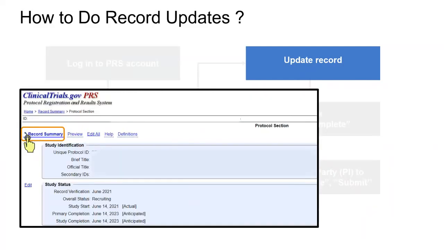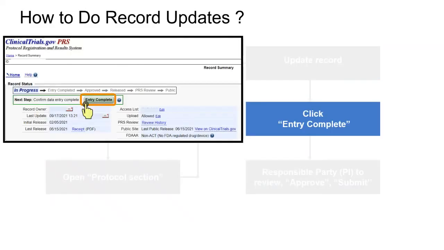Once you save all the changes that need to be made, you can click on the record summary link in the left-hand side corner that takes you to the main record summary page as shown on the next slide. Then you click this Entry Complete button that you will find on the main record summary page.